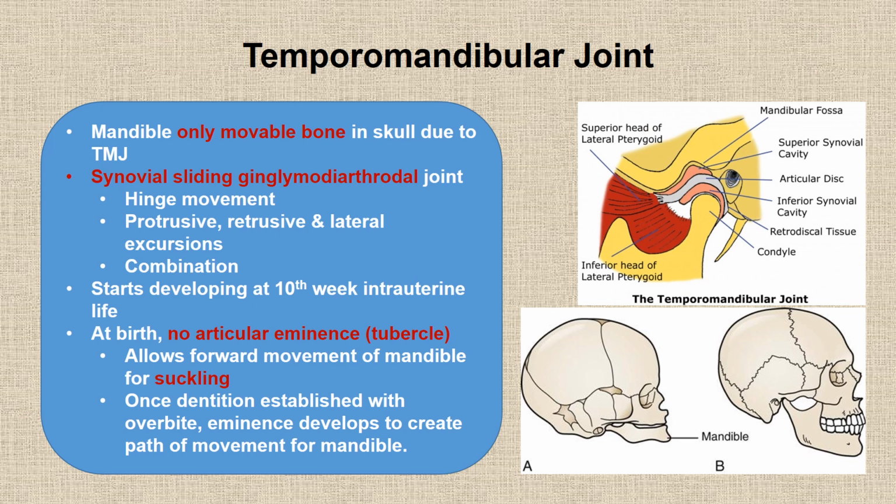Now, the temporomandibular joint starts developing at the 10th week of intrauterine life. At birth, there is no articular eminence. Why is this so? Because this allows forward, horizontal movement of the mandible to enable suckling. Once the dentition is established and there is an overbite, an eminence develops to create the path of movement for the mandible.